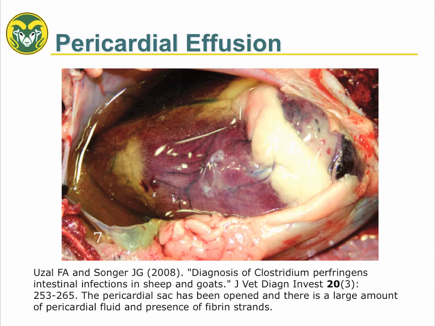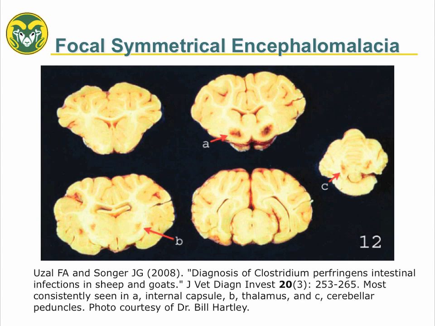I'm going to blast through a couple of slides of the classic type D enterotoxemia. Here's the pericardium in the heart. You can see the pericardial effusion. That's one of the classic signs. Again, if you see that, you should be suspecting type D.